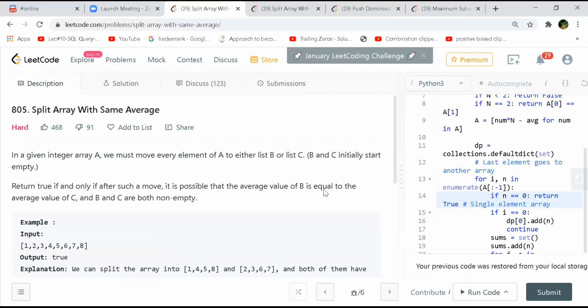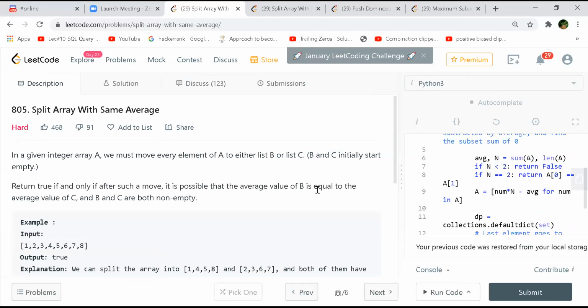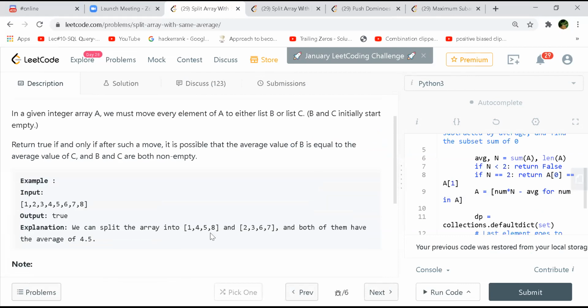Okay, sounds good. So the first question is that you have to split an array in such a way that both parts have the same average. You are given an integer array and you must move every element of A to either list B or list C, and B and C are initially empty. Return true if and only if after such a move it is possible to obtain the average value of B equal to the average value of C. So like these two arrays, if you add them and divide by 4, both of them are equal.